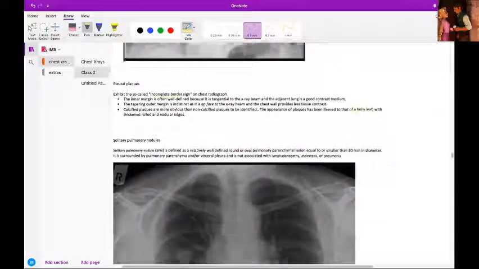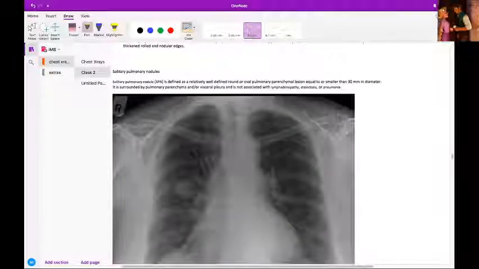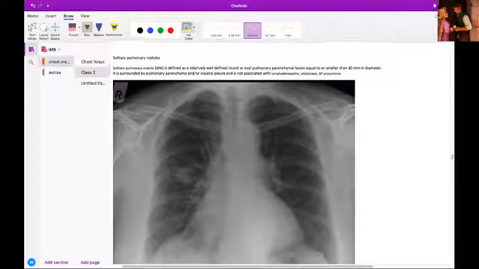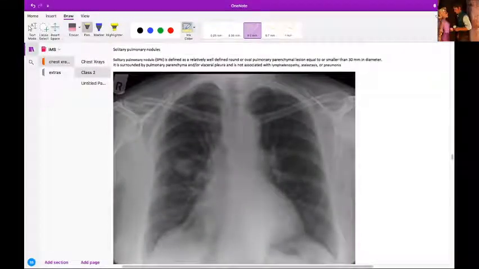Then we come to solitary pulmonary nodules. Okay, so where do you see a solitary pulmonary nodule in this? Yes, in the right, almost hilar mid zone. This is the solitary pulmonary nodule. So what are the possible causes of a solitary pulmonary nodule? A solitary pulmonary nodule is basically something that is less than or equal to 3 centimeters. Okay, that is a solitary pulmonary nodule.